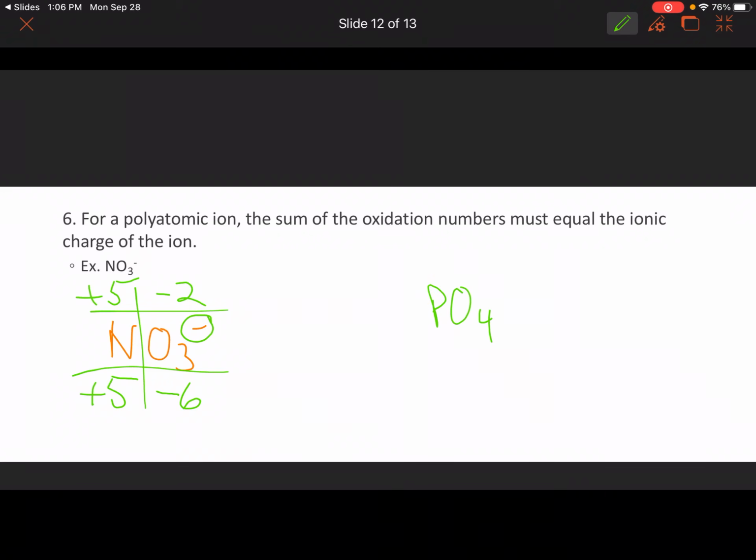Let's do another one. Phosphate ion, so PO4 3-. If you look at this one, the oxidation numbers of phosphorus and oxygen have to add up to -3. So let's do our little chart. Oxygen we know is -2, and I've got 4 of them, so this is going to be -8. So what number plus -8 is going to give me -3? We're going to have +5 again here. So the phosphorus here is also +5.